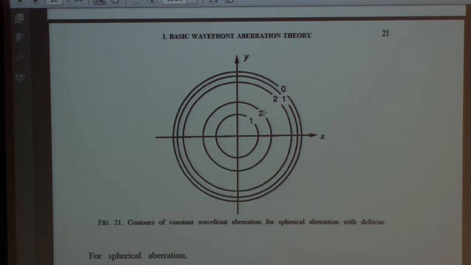And this is where the slope is a minimum out here. And in fact, this contour line would be the same OPD as this contour line. So it may go up a little bit and then come back down.